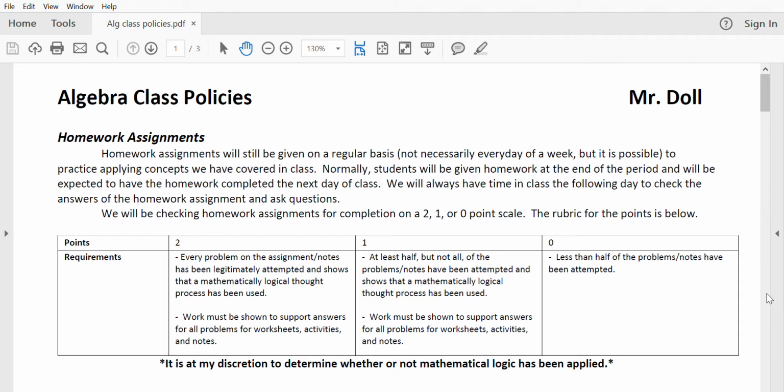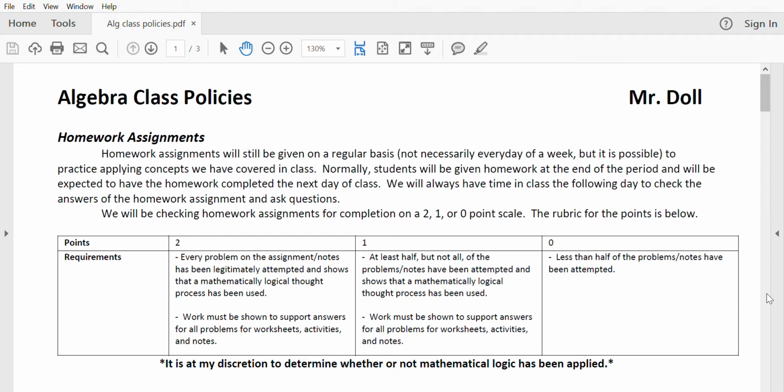Many times I think you get very used to homework being graded the next day after it's assigned, and I don't do that. I will still assign homework. We will have a chance the next day to go over homework and ask questions. I will post answer keys so that you can be checking your answers outside of class, all of that same deal. And I will be grading homework based on completion, not for accuracy.